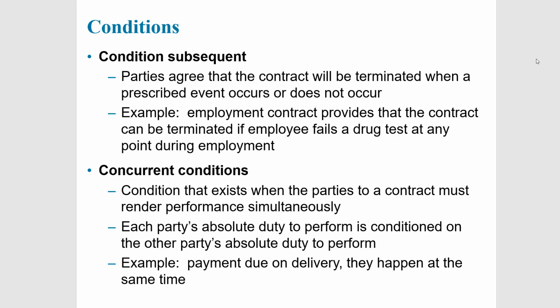A condition subsequent. If a condition precedent is something that has to happen before, a condition subsequent is something that would happen after. Here parties agree that the contract will be terminated when a prescribed event occurs or does not occur. A lot of us have conditions subsequent placed on our employment. A very common form might be an employment contract providing that the contract can be terminated if the employee fails a drug test at any point.